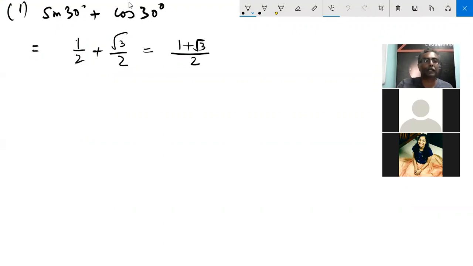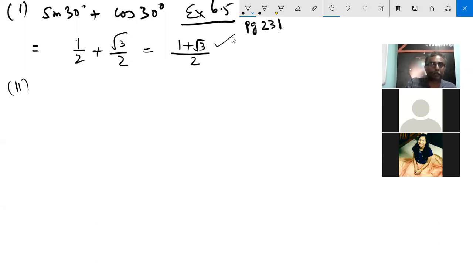Okay, so sin 30 is half. Cos 30 is root 3 by 2. So common denominator is 2. So 1 plus root 3 by 2 is the answer. Very simple sum, no? Which one is this, Uncle? Example 6.5, page 231.